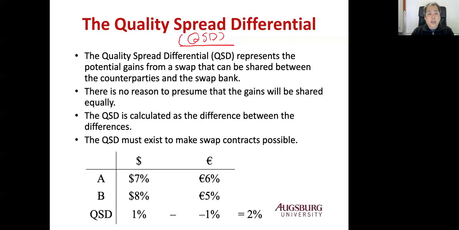Everyone happy. So A can borrow dollars 1% cheaper than B, and B can borrow euros 1% cheaper. So 2% will basically be the QSD. And because of this QSD, you can swap with each other. So B can borrow cheaper in Europe, A can borrow cheaper in dollars, like in the United States. They can actually exchange it.